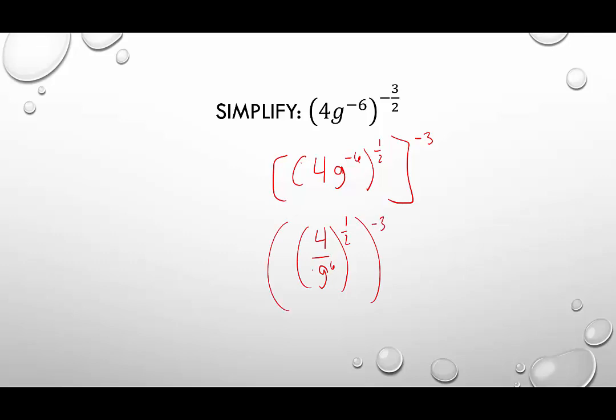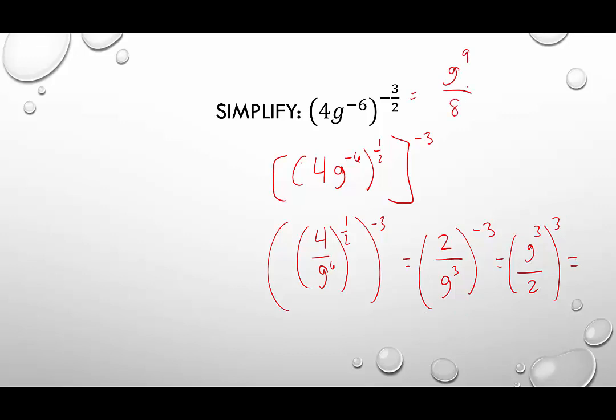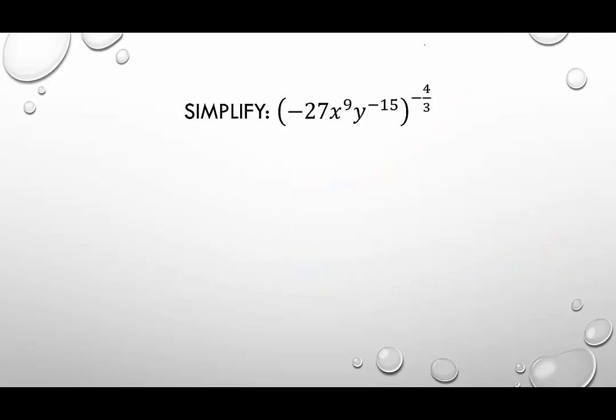Now it's saying we want the square root of 4 over g to the 6th. The square root of 4 is 2. The square root of g to the 6th would be g cubed. This is like power to a power, 6 over 2. And now we are raising everything to the negative 3rd. So the negative is saying we want the reciprocal. The reciprocal is going to turn this upside down: g cubed over 2. And then we're going to cube the numerator, which would be g to the 9th, and the denominator, 2 cubed, is 8. So our simplified answer is g to the 9th over 8.